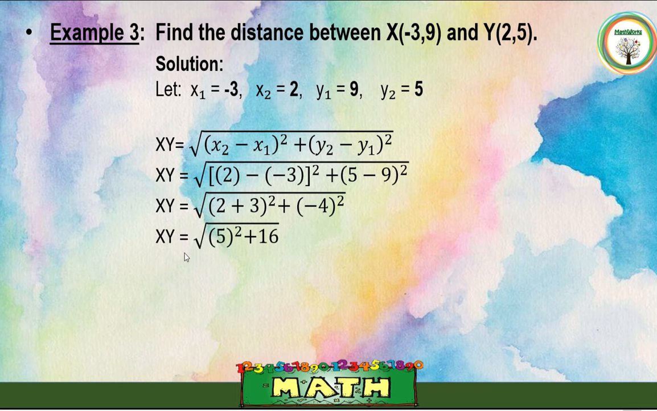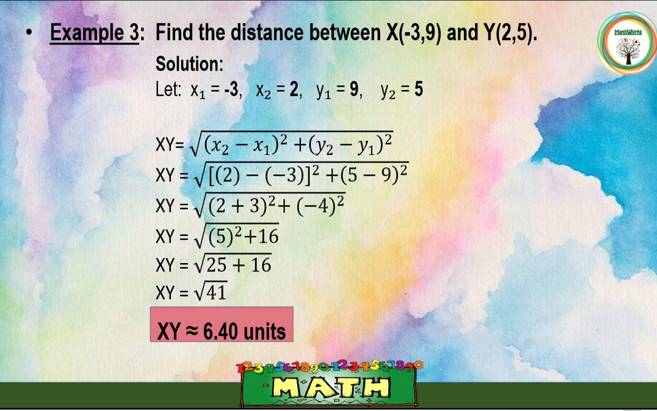Next, XY is equal to the square root of 2 plus 3 is 5, then squared, plus negative 4 times negative 4 is equal to 16. XY is equal to the square root of 25 plus 16. Then add, it will become square root of 41. XY is equal to, or the distance between X and Y is approximately equal to 6.40 units.